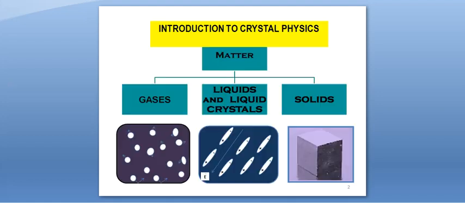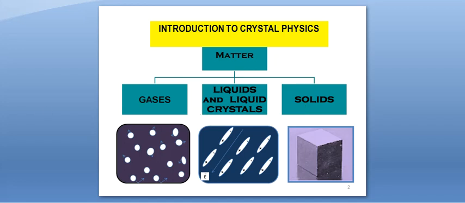So in that, we all know that matter can be classified into 3 types: solid, liquid and gases. Solid means any solid material. So these are the solids. Liquids, these are the liquids. Gas materials, these are the gas materials. So matter can be classified into 3 types: solids, liquids and gases.